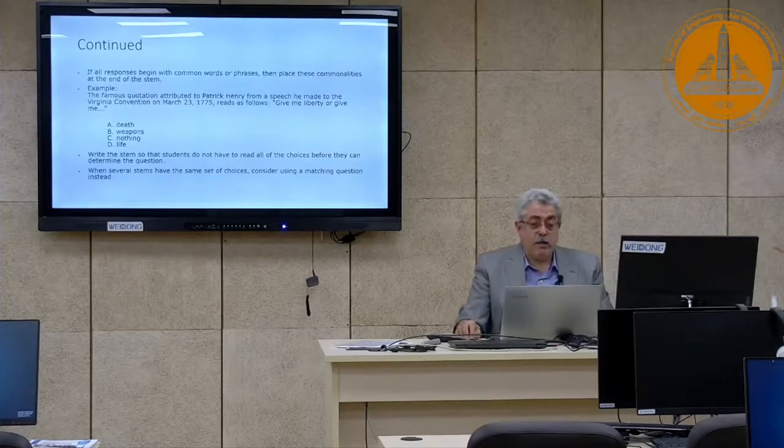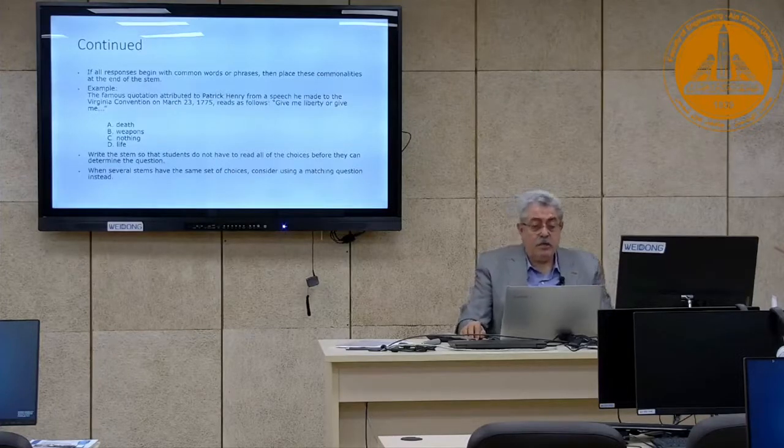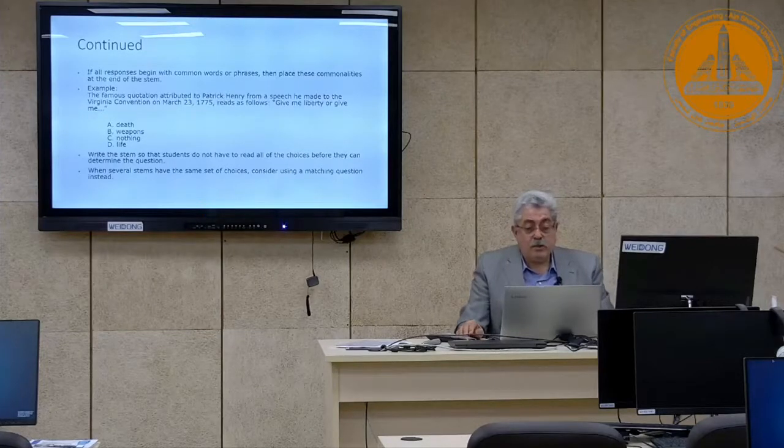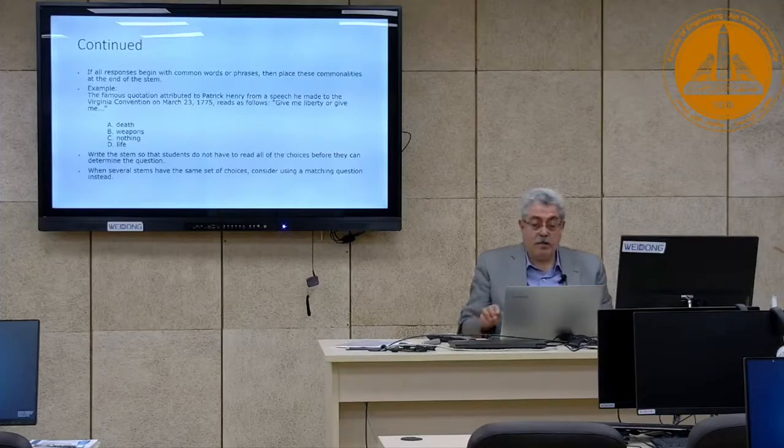This is an example. The famous quotation attributed to Patrick Henry from a speech he made to the Virginia Convention on March the 23rd, 1775, reads as follows: "Give me liberty or give me death." Write the stem so that students don't have to read all of the choices before they can determine the question. When several items have the same set of choices, consider using a matching question instead.